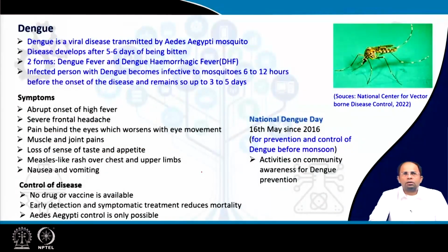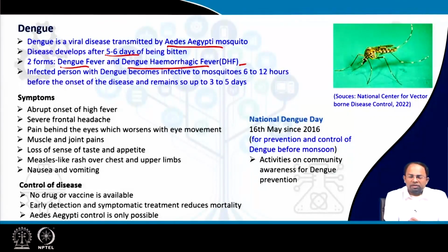Now coming to dengue, dengue is more dangerous than malaria. As you know, dengue is a viral disease transmitted by Aedes aegypti mosquito, and usually it starts 5 to 6 days after the person is bitten, and dengue happens in two forms, the dengue fever and the dengue hemorrhagic fever, which is very bad. A lot of people die from dengue hemorrhagic fevers.